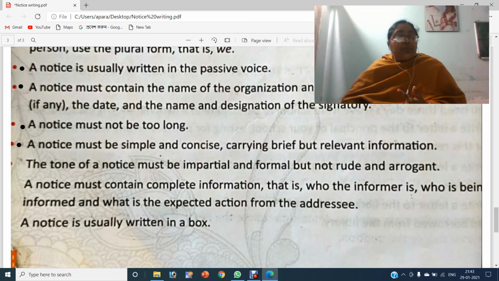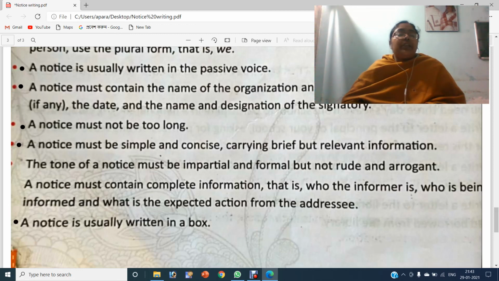A notice must contain complete information. What is the information we need within? Who is the informer? Who is notifying everybody? Who is being informed? That means when we are informing you all, who is being informed? The teachers and the students of the school are getting informed. And what is the expected action from the addressee? What do we expect from you all from your side? The last part, see.